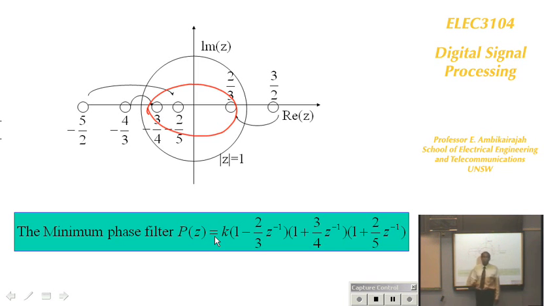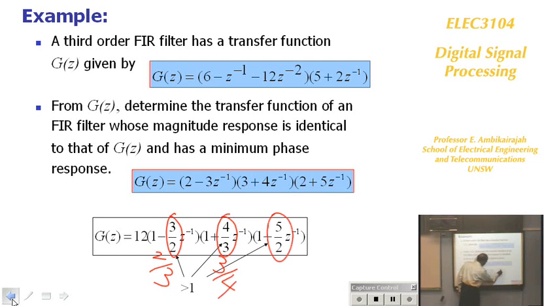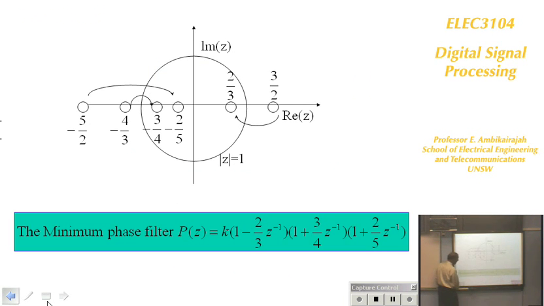So my transfer function now becomes what? Okay? I go back to my transfer function. This 3 over 2 now will become 2 over 3. 4 over 3 will become 3 over 4. 5 over 2 becomes 2 over 5, because I want the reciprocal of them. I do that on the next slide. That's what I did.